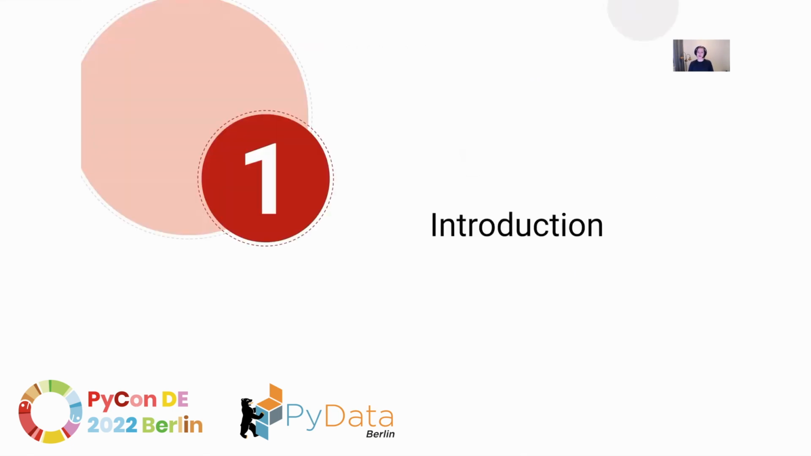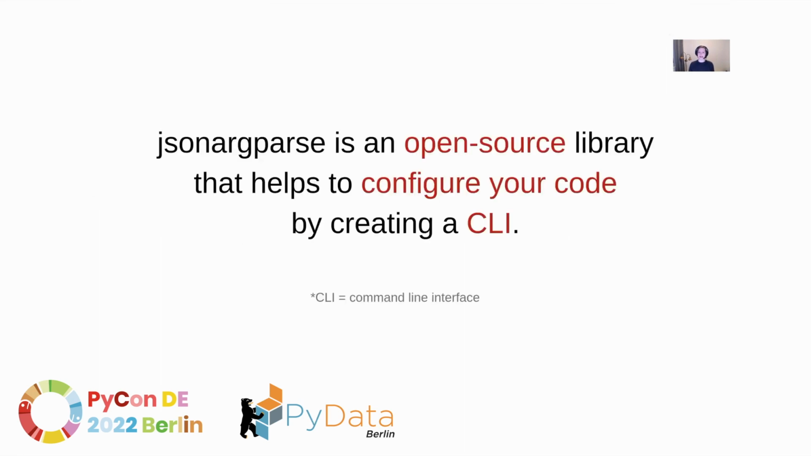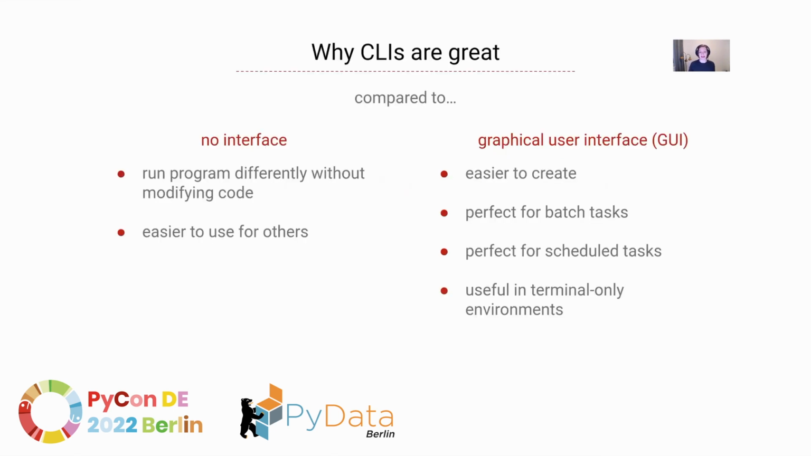Okay, let's move on to some introduction to the topic. JsonArcPass is open source and it helps you to configure your code by creating a CLI. CLI stands for Command Line Interface, basically a bunch of commands you type into a terminal to tell your program how it should run, how it should behave. CLIs are great, and I tried to list some of their advantages here on this slide.